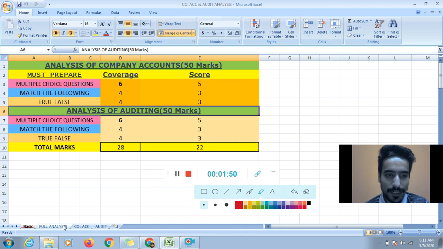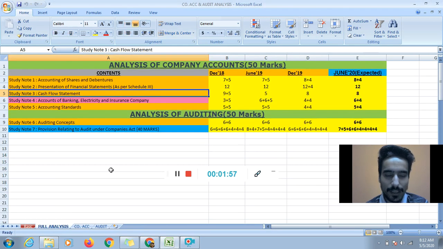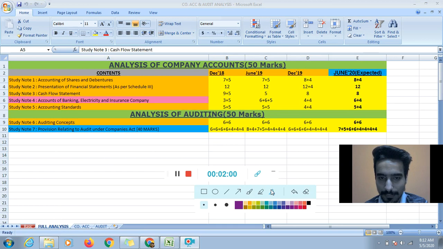Now if I come to the full analysis of company accounts, as you can see on the screen, there are 5 study notes in company accounts. If I talk about accounting of shares and debentures, study note 1, then December 18 came for 7+5, 12 marks. Then again June 19, 7+5, 12 marks. Then December 19, 8+4, 12 marks. So it is continuously asked for 12 marks. So 12 marks will definitely come. So prepare it accordingly for June 20 examinations.